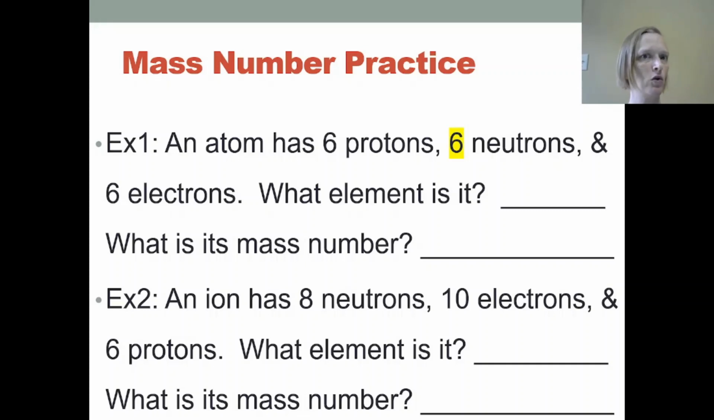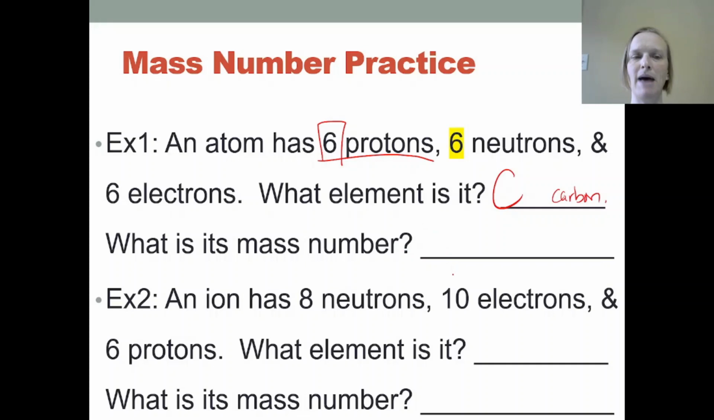First of all, if you've got the old version of the notes, there's actually a mistake on your notes. Question 1 should have 6 neutrons, not 8 neutrons, which is what the old version of the note says. Let's do example 1 together. An atom has 6 protons, 6 neutrons, and 6 electrons. Which element is it? Well, if I want to know what element I have, I always look for the number of protons. So I want to look up 6 protons, and that tells me that I'm dealing with carbon.